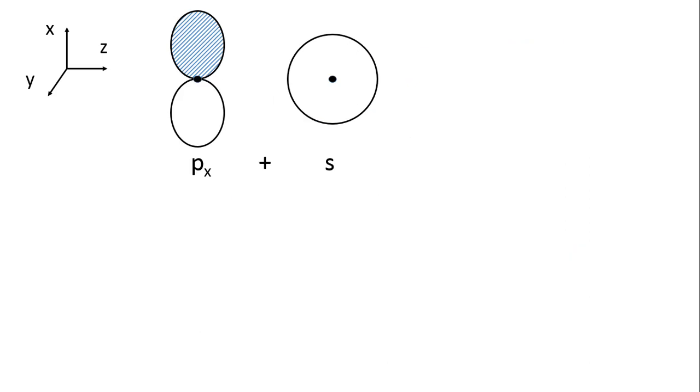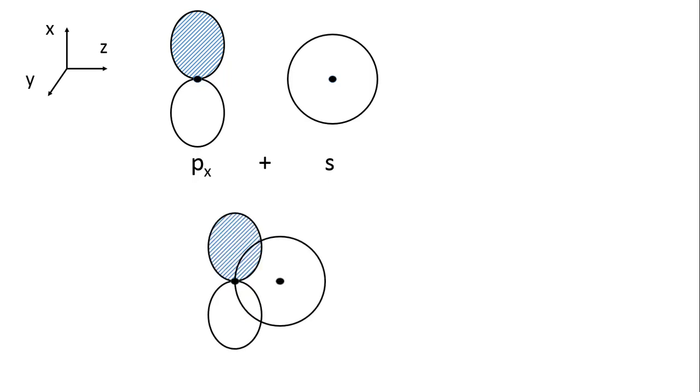But there are situations where the overlap of two orbitals leads to neither bonding nor antibonding interactions. Imagine a p sub x orbital on one atom and an s orbital on the other. When these two overlap in space, the bottom half of the interaction, where the shading and thus the signs of the wave functions match, is a bonding interaction. But the top half of the interaction, where the signs are different, is an antibonding interaction.